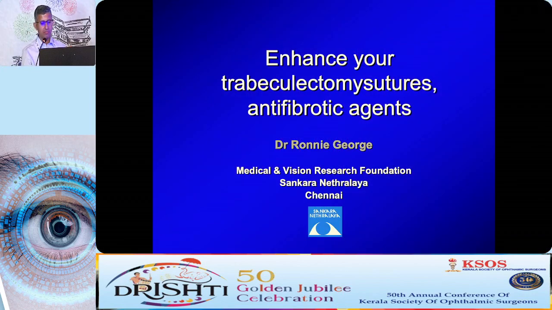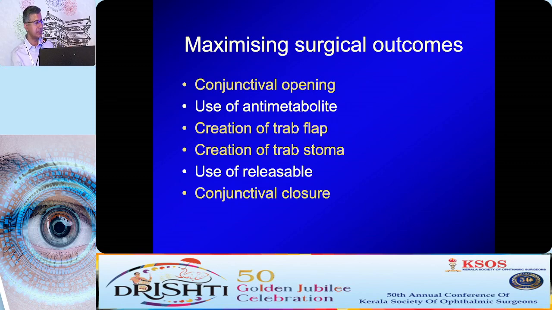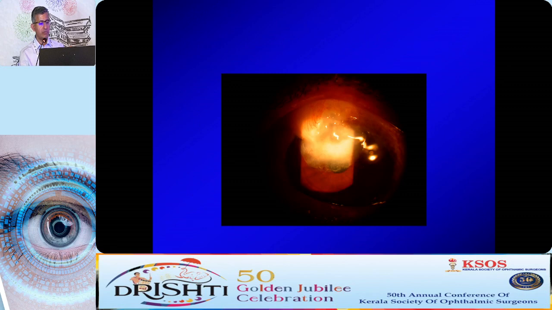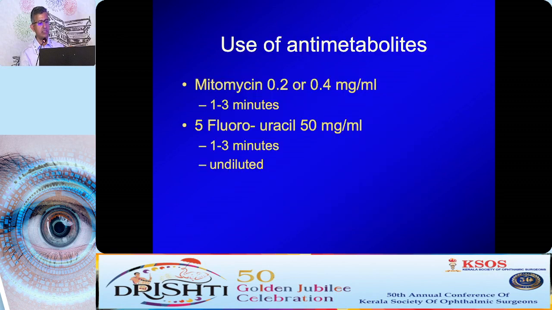So I'm essentially going to talk about these 2 things, creation, use of antimetabolites and use of sutures. So basically, we don't want blebs which look like this, and that's very important because with the use of antimetabolites, this does happen. So you need to use it properly and safely.